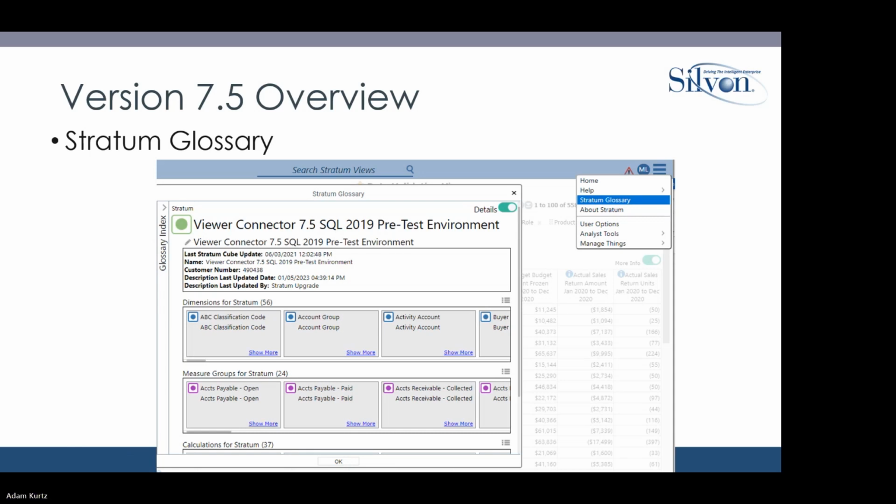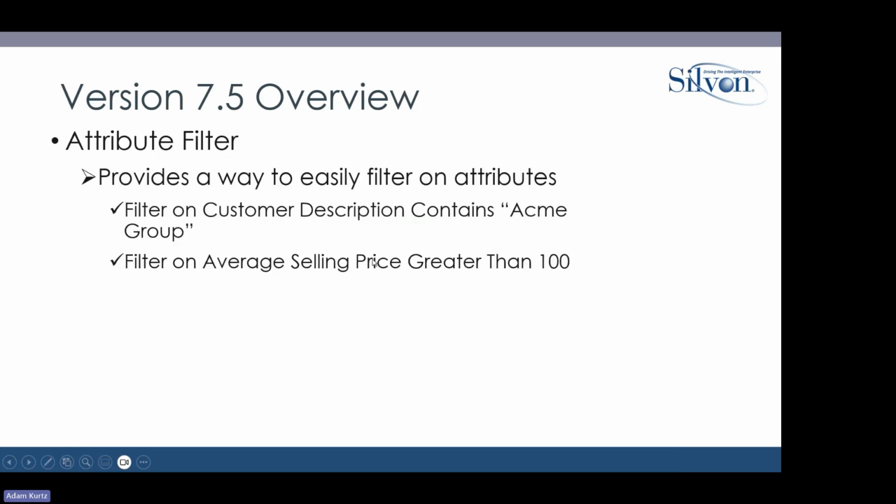Let's move on to attribute filter. So now we've got an easier way to filter on attributes. That's something users have requested throughout the years, to provide an easier way to filter on an attribute for a given level. You could filter on, for instance, a customer description that contains the word Acme Group. You can filter on average sale price greater than 100. So this is something now that's available in the latest version.